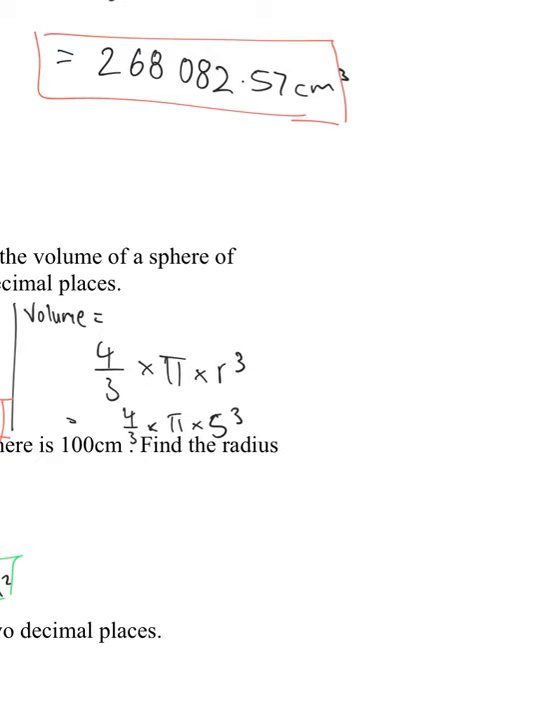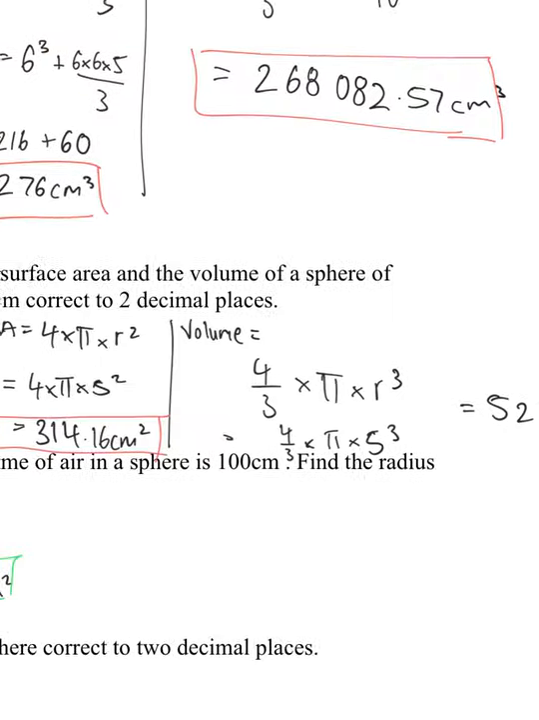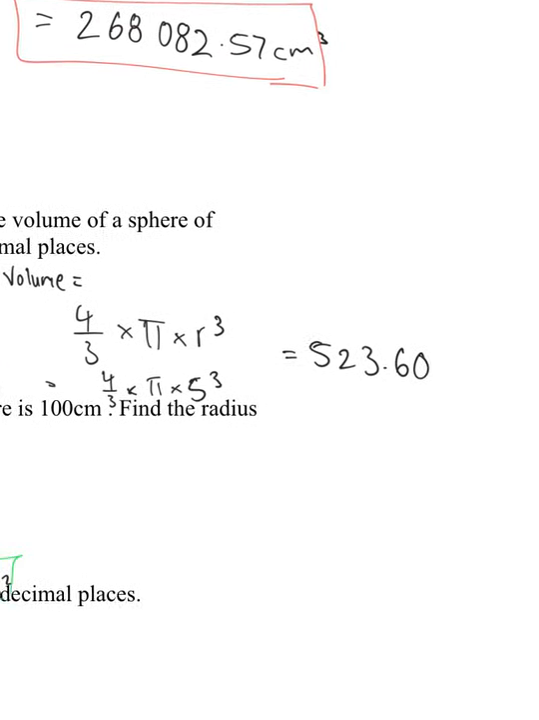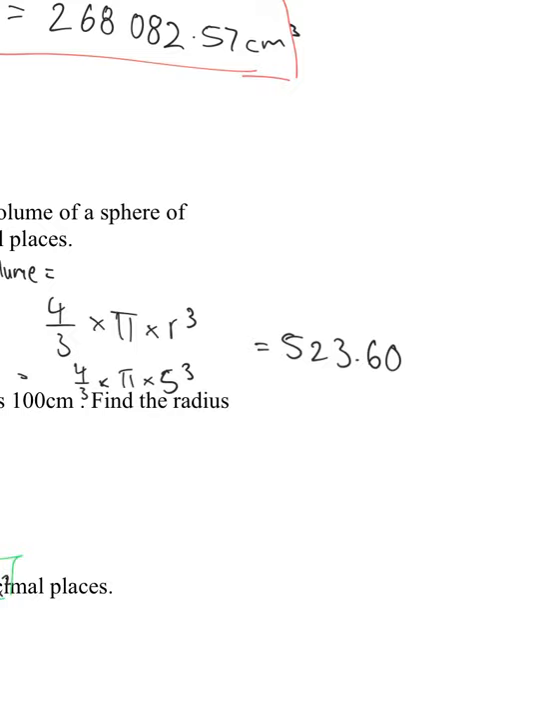Sweet. 4 on 3 times pi times 5 cubed equals 523 point. Okay, I've got 0.598, so that's going to round up to 0.60. What unit were we using? Centimeters. Cool, centimeters cubed.